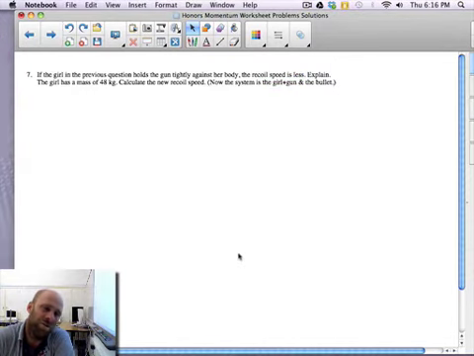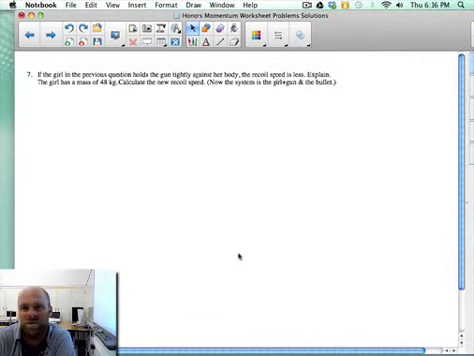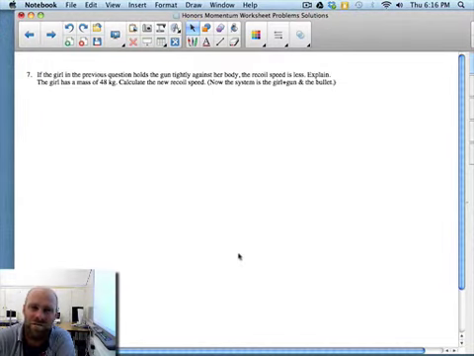Hello, I just wanted to show you how to do number 7 on your worksheet. It says, if the girl in the previous question holds the gun tightly against her body, the recoil speed is less. Explain. Okay, now the system is the girl, the gun, and the bullet, and the girl has a mass of 48 kilograms, and there should be a new recoil speed.